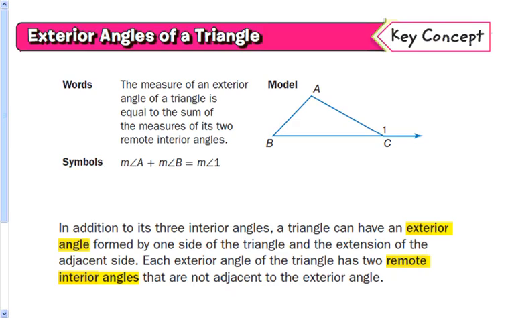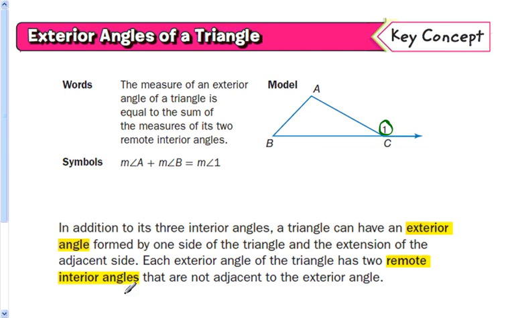Okay, we talked about the interior angles of a triangle. It only makes sense if we talk about the exterior angles. And yes, triangles, any shape, has exterior angles. Okay, so we need to look at some vocabulary here. Right here, this angle 1, this is considered an exterior angle. Okay, we've extended that line a little bit.